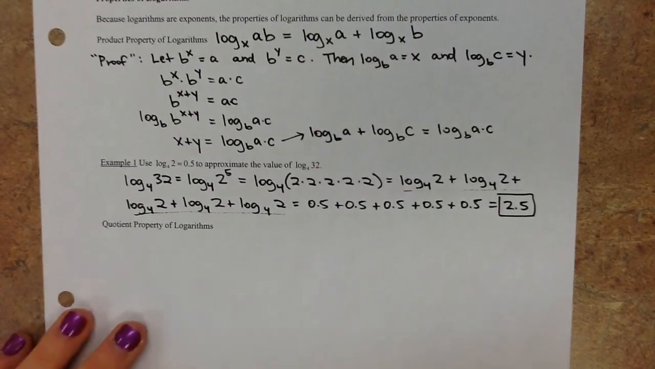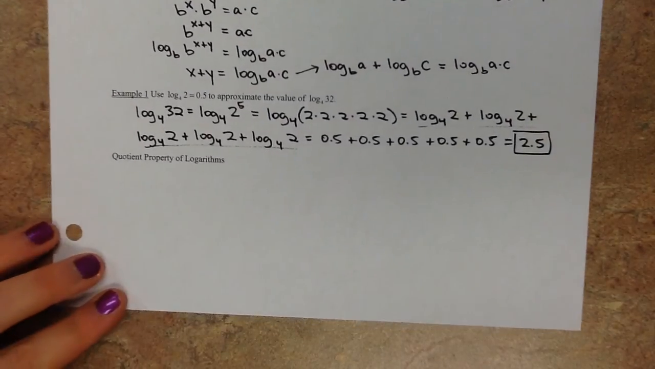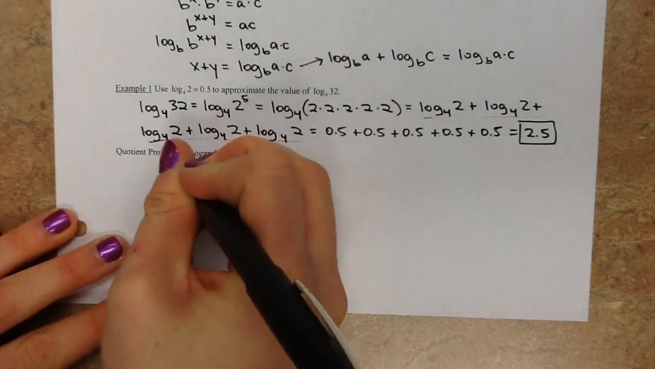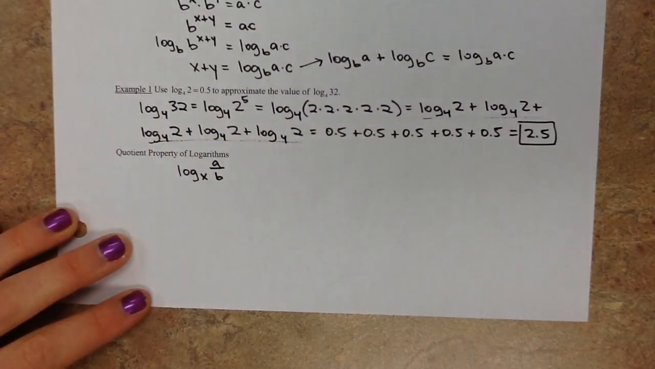All right, now quotient property. We've got something that's very similar, and I'm not going to do the whole proof thing out again. I'm just going to give you the property, and you can look in the book. There is a full-out proof, just the way we did with the addition property. So the quotient property looks like this. If you have log base x of a divided by b.